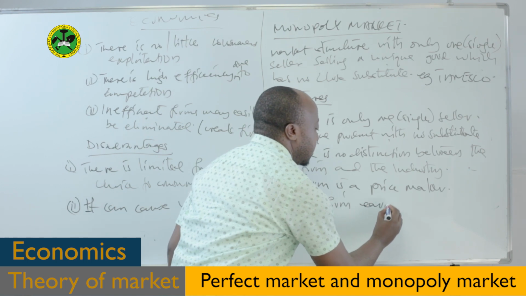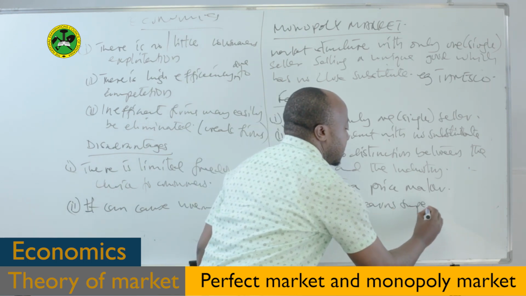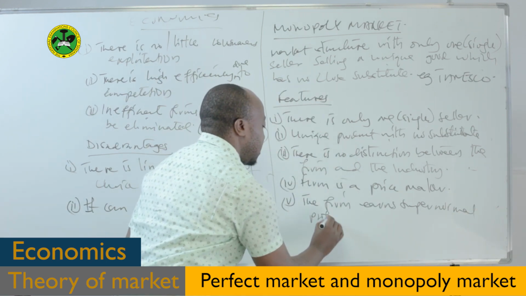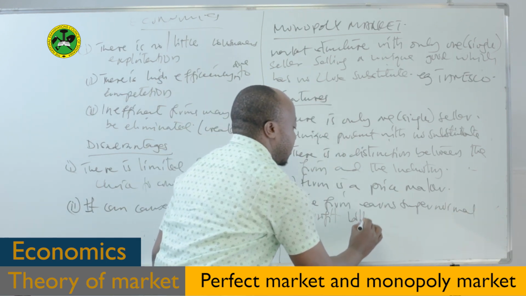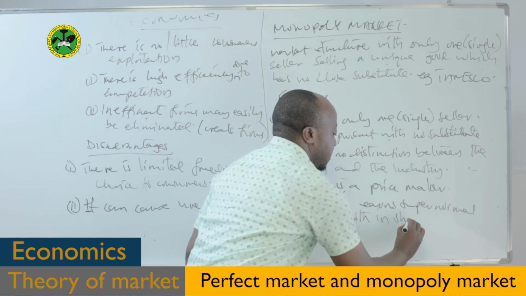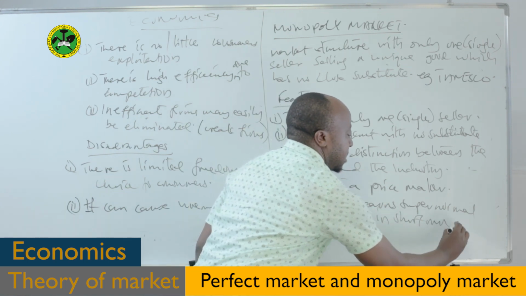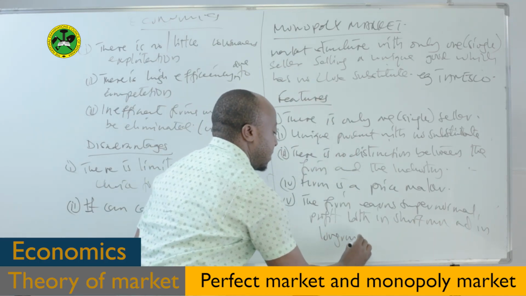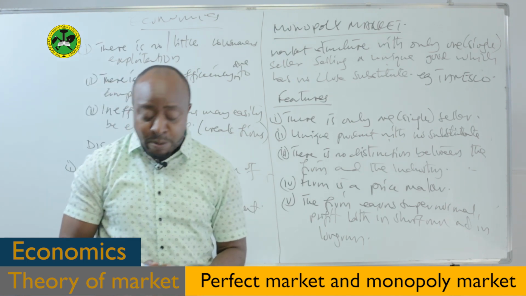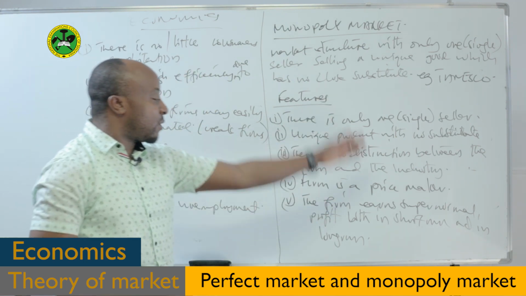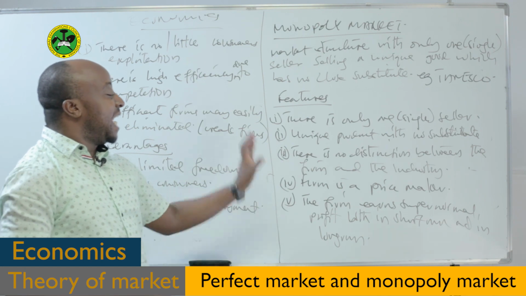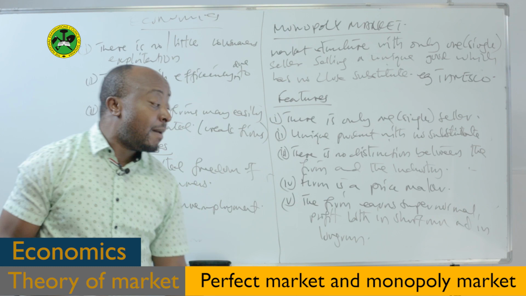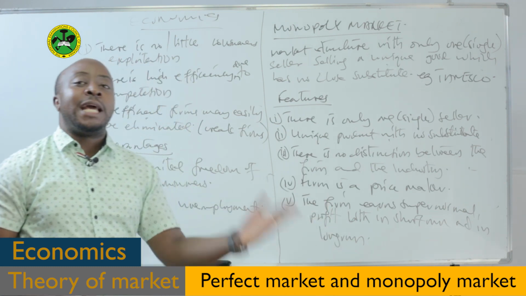earns supernormal profit both in short run and in long run. So another feature of this market, monopoly market, the firm of this particular market can earn supernormal profit, or the other name of supernormal profit, abnormal profit, both in the short run and also in the long run.